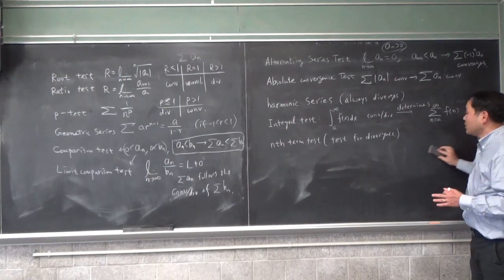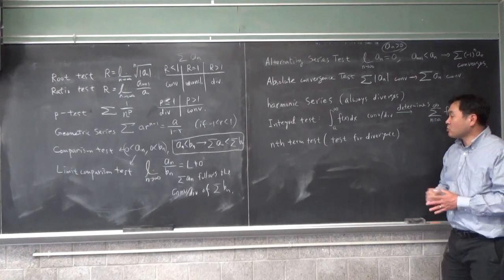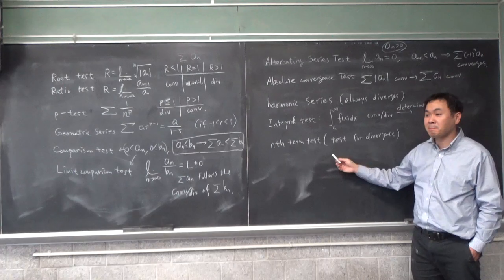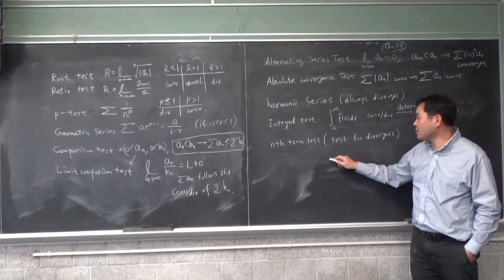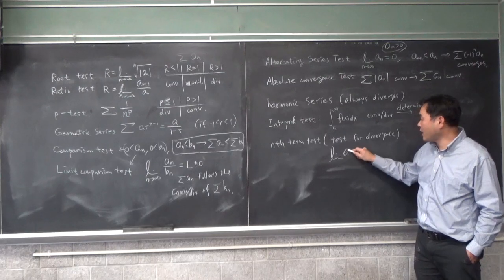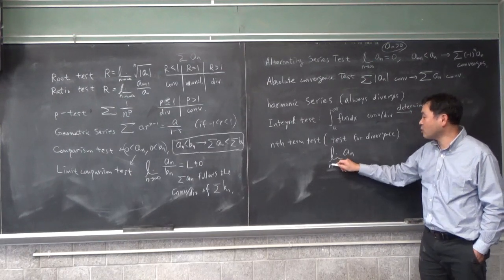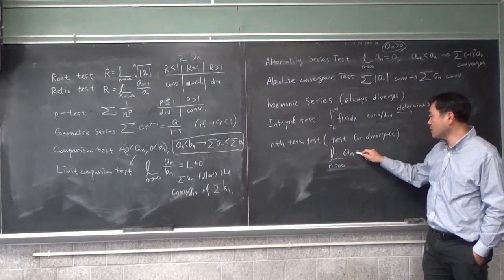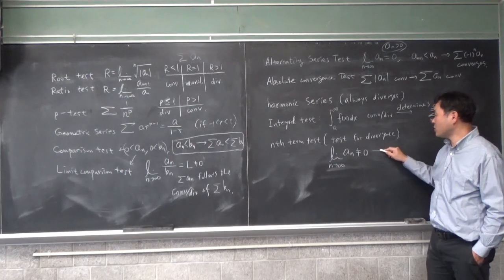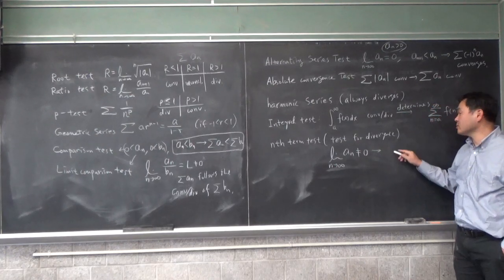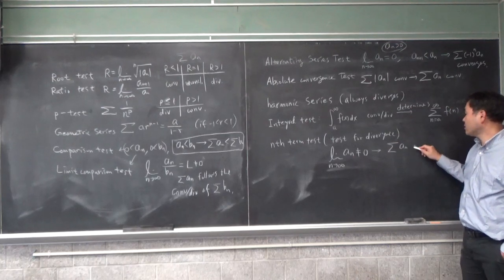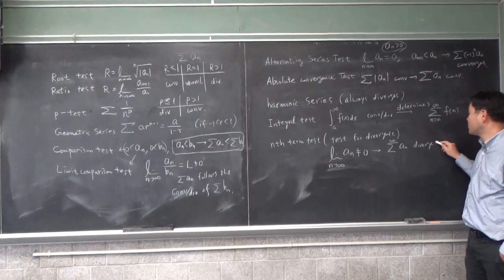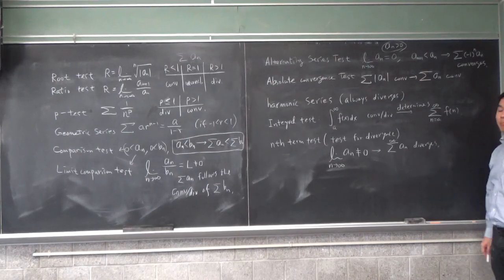Okay. All right, and then the nth term test. What is this? Test for divergence. If the limit of a_n as n goes to infinity is not 0, what do we know? The summation of a_n diverges. Okay?